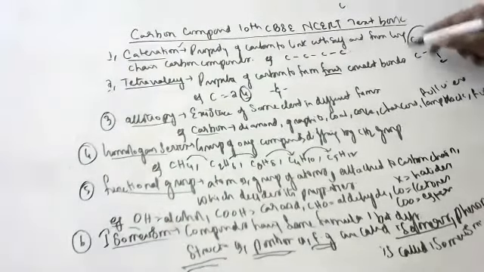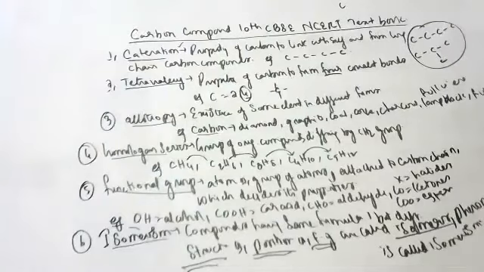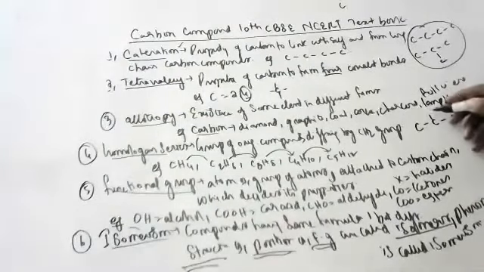Isobutane. This is a structural isomer. Okay, children, they are called structural isomers. Now 1, 2, 3, 4. What is this?